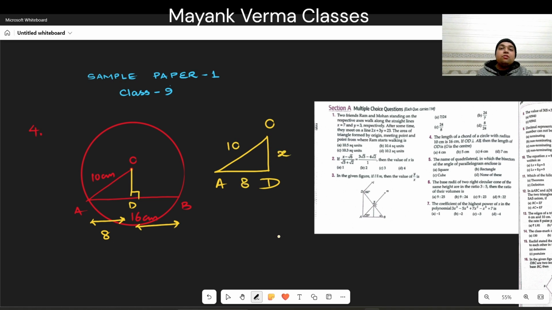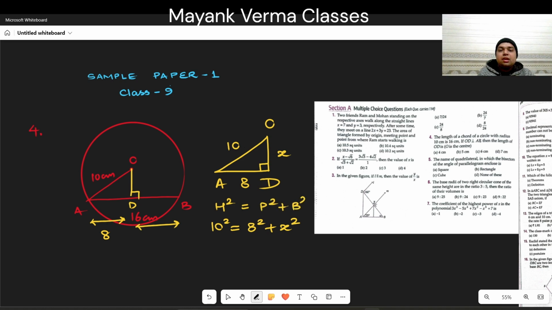So tell me what thing we will use here. This is a 90 degree right angle triangle. So we will use the Pythagoras theorem. So I can say that x square is equal to, or you can simply say like that, 10 square, hypotenuse square, equals base square, 8 square, plus perpendicular square. This is the Pythagoras theorem.